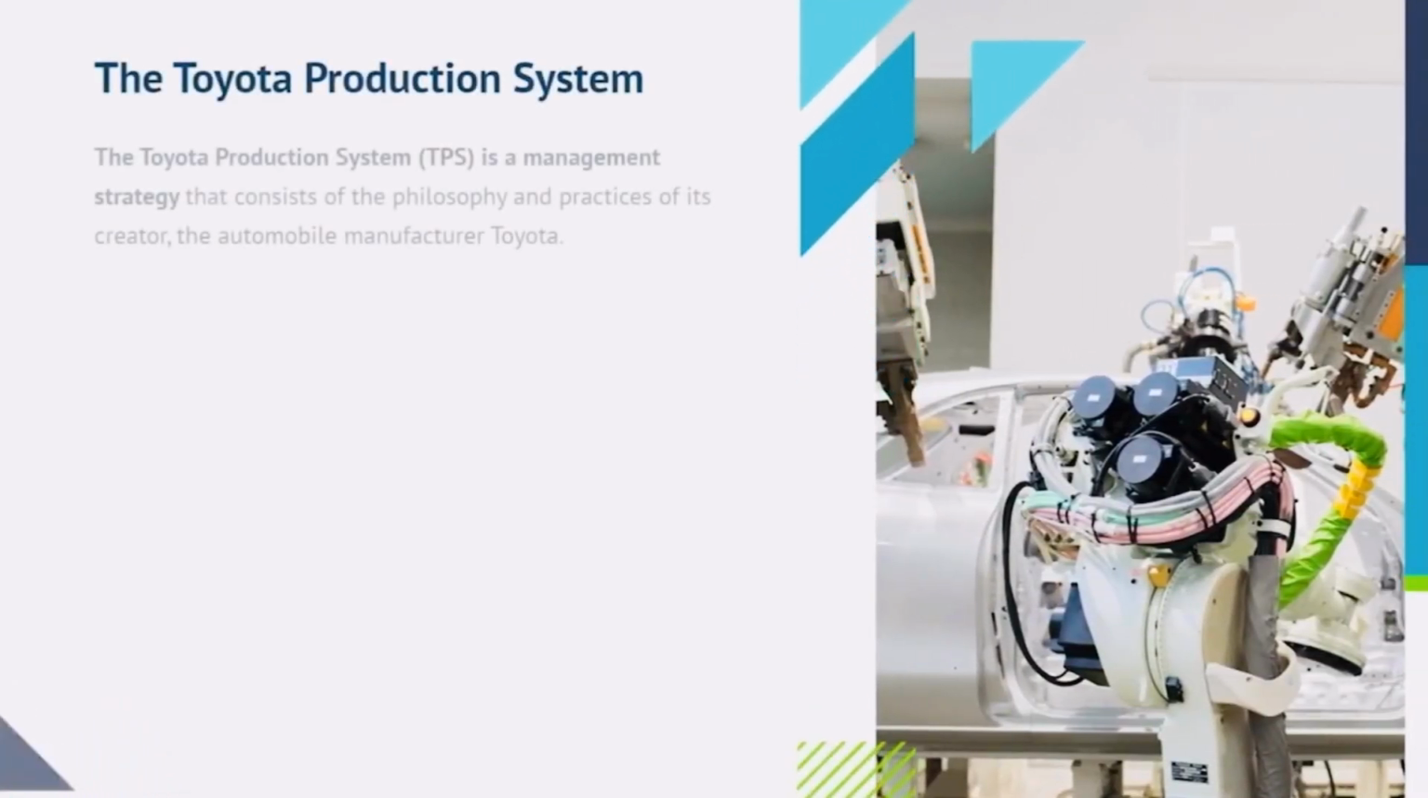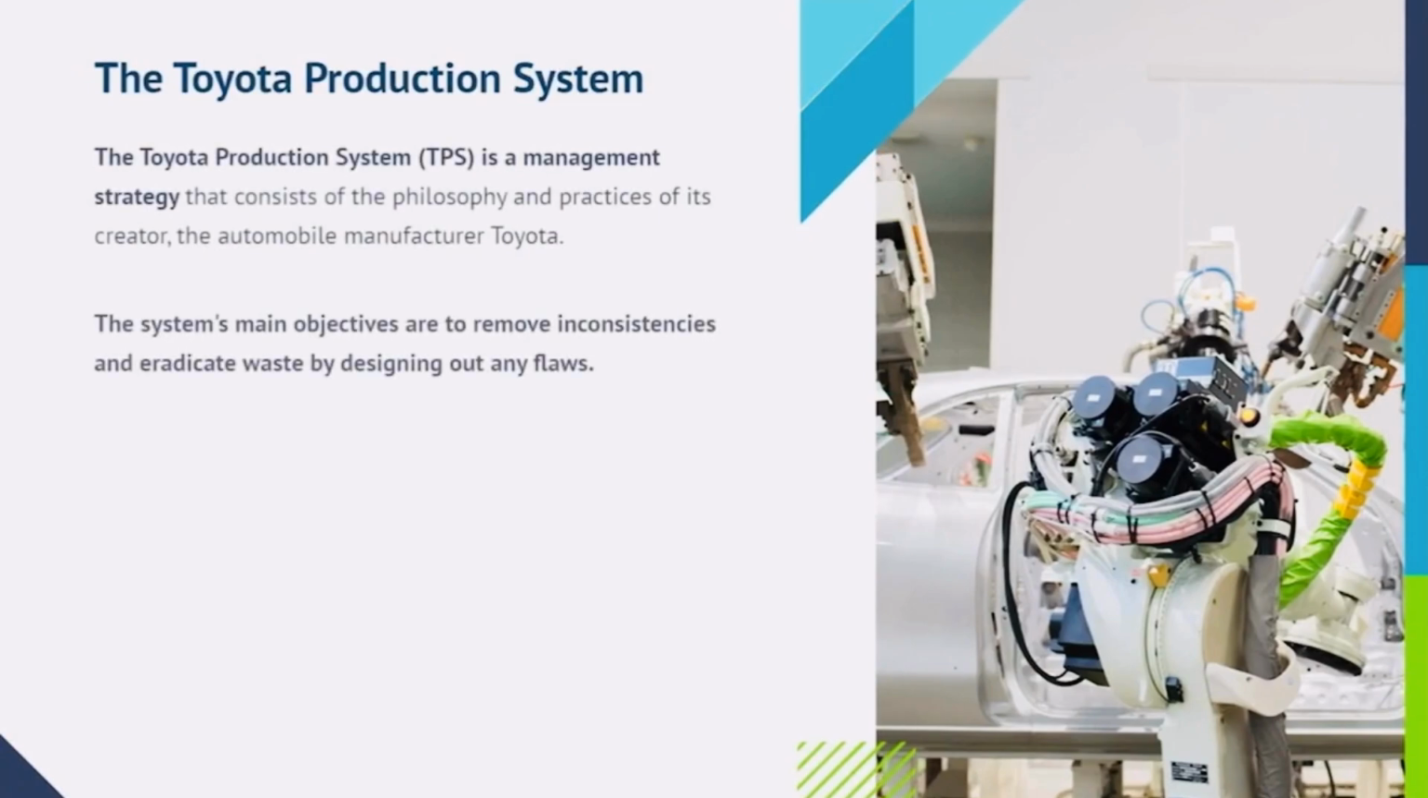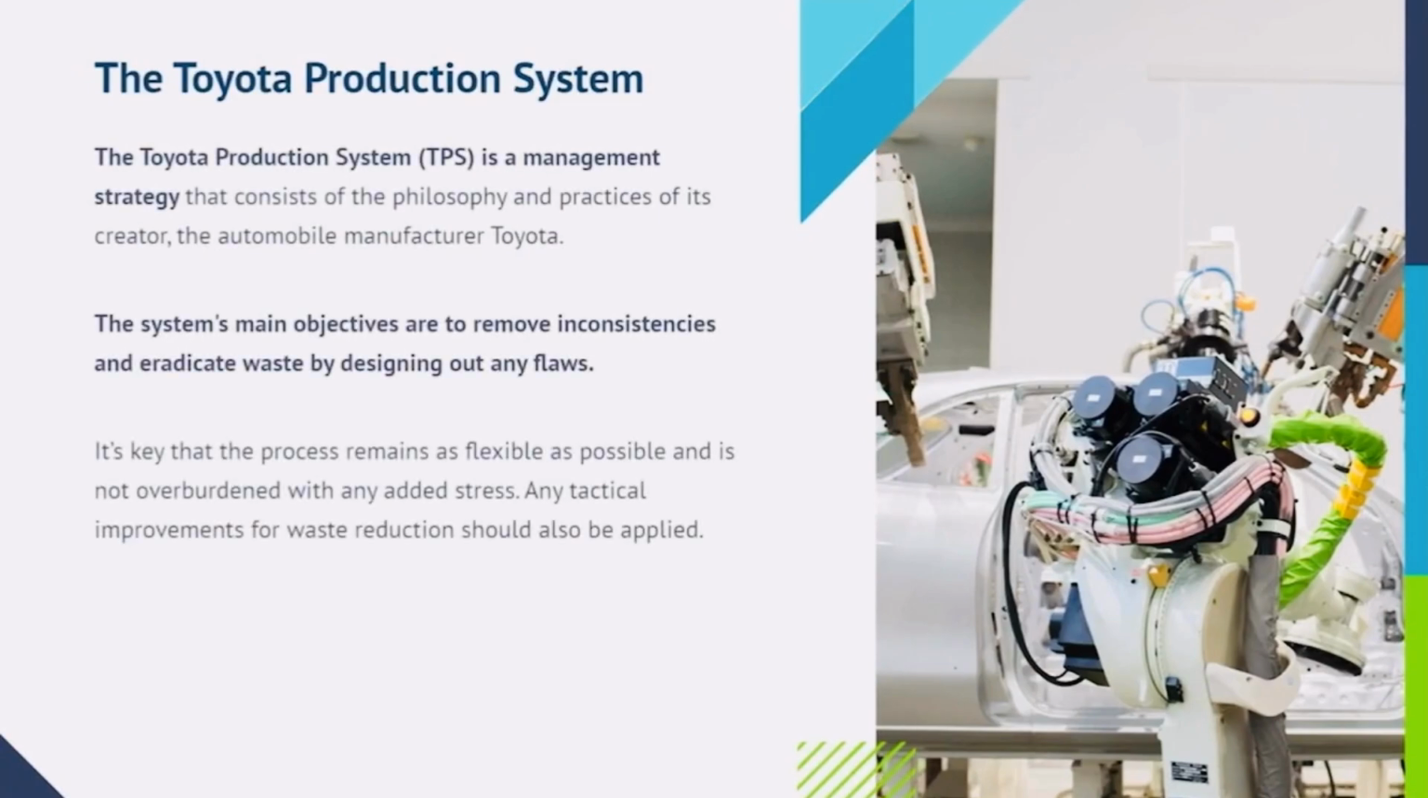The Toyota Production System. The Toyota Production System, TPS, is a management strategy that consists of the philosophy and practices of its creator, the automobile manufacturer Toyota. The system's main objectives are to remove inconsistencies and eradicate waste by designing out any flaws. It's key that the process remains as flexible as possible and is not overburdened with any added stress. Any tactical improvements for waste reduction should also be applied.